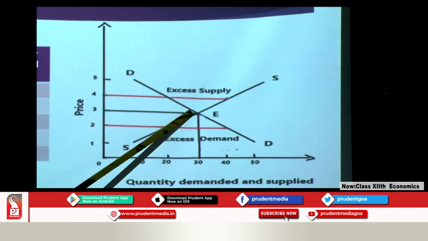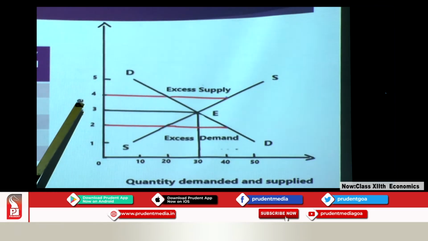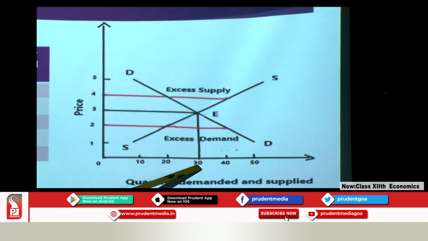Similarly, from this point, if we take a vertical line down to the quantity axis or the x axis, we find that 30 is the quantity demanded and supplied. So, this is the equilibrium quantity. So, 3 is the equilibrium price and 30 is the equilibrium quantity.